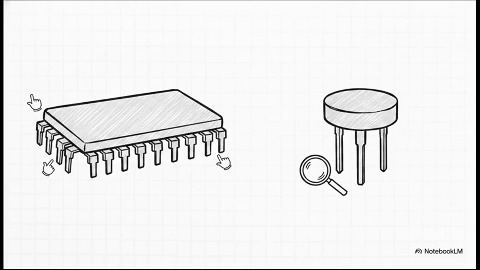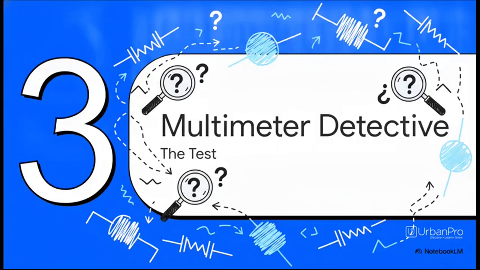Honestly, it's pretty amazing how fast you can sort these components just by counting their legs or terminals. You don't even need any testing equipment for this first phase. If you pick up a chip and it has more than 3 terminals, maybe 4, maybe 8, or even more, bam, you instantly know it's an integrated circuit, or IC. On the flip side, if you grab an item and it has exactly 3 pins, well, that's a transistor. Those 3 terminals are just your emitter, base, and collector. Just by counting to 3, you've already sorted out the most complex items in the pile. How cool is that? Moving right along to Section 3, the multimeter detective test.